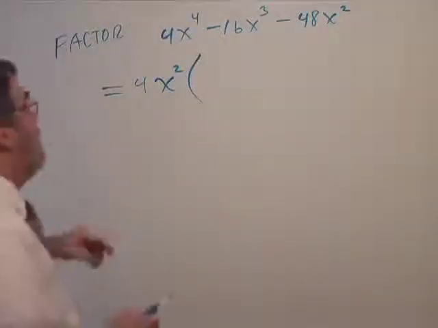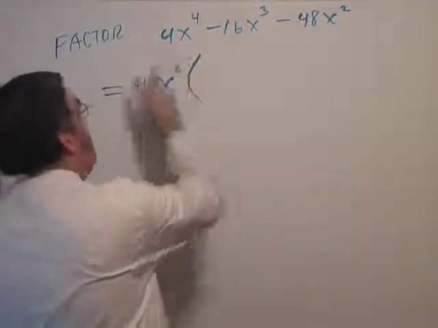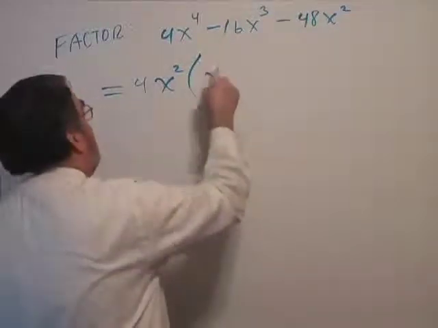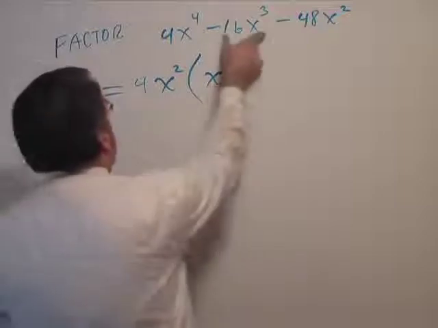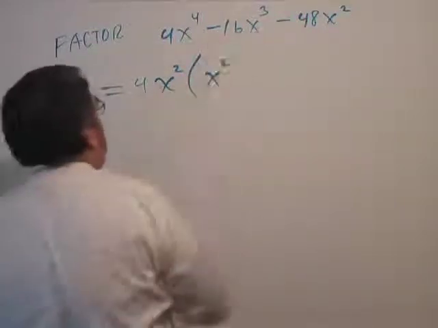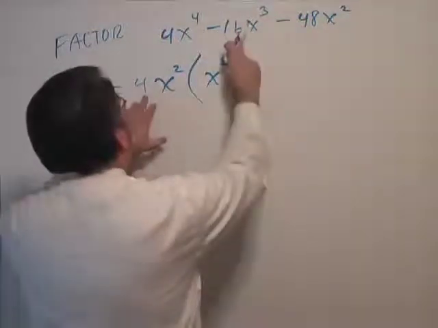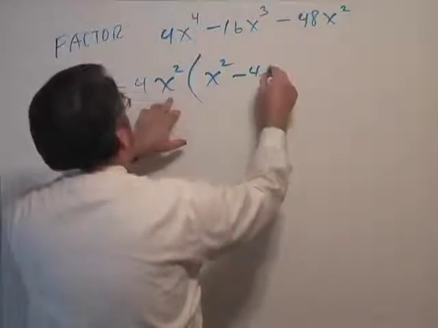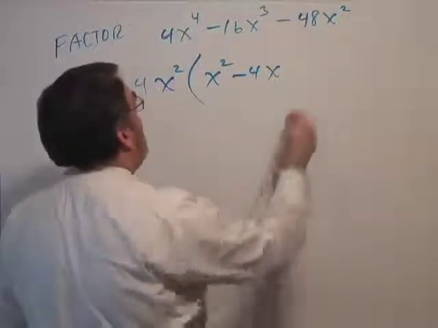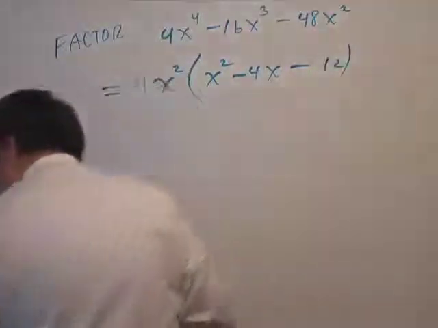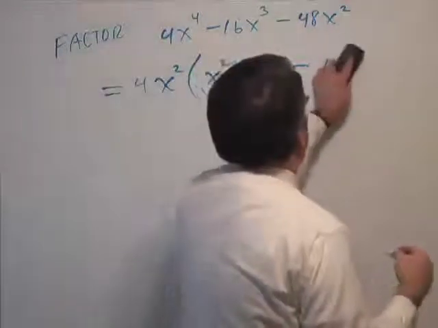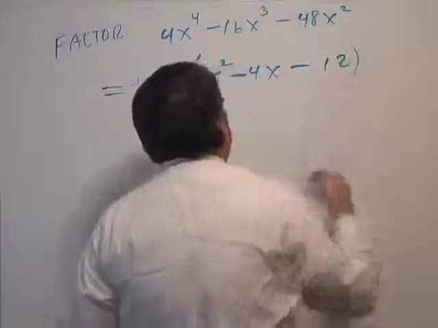And what does that leave us? Well, if I take 4x squared from 4x to the fourth, I'm left with plain old x squared. And then I divide off 4x squared out of minus 16x cubed. I get minus 4x. And then over here, I'm going to get minus 12. So I'm going to write that 12 a little more plainly here. There we go.